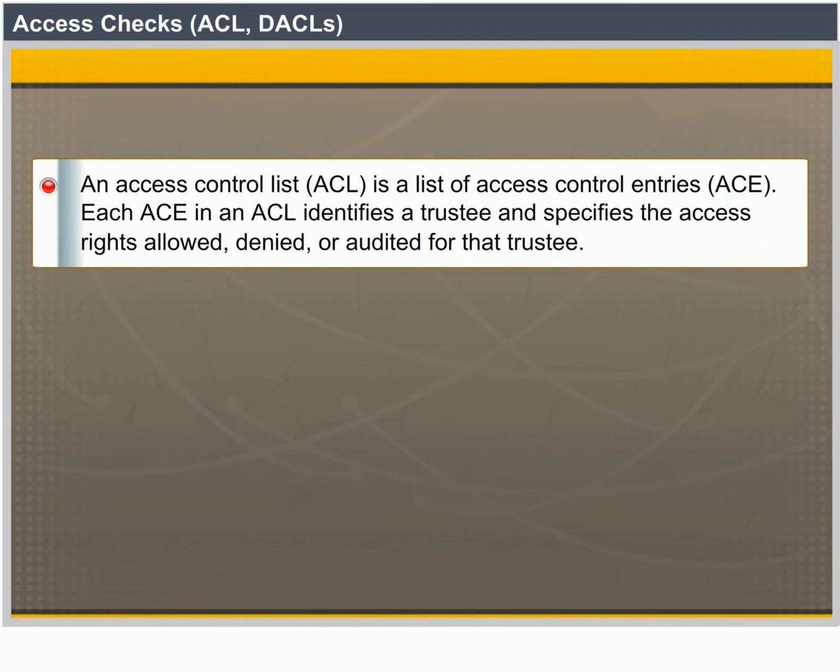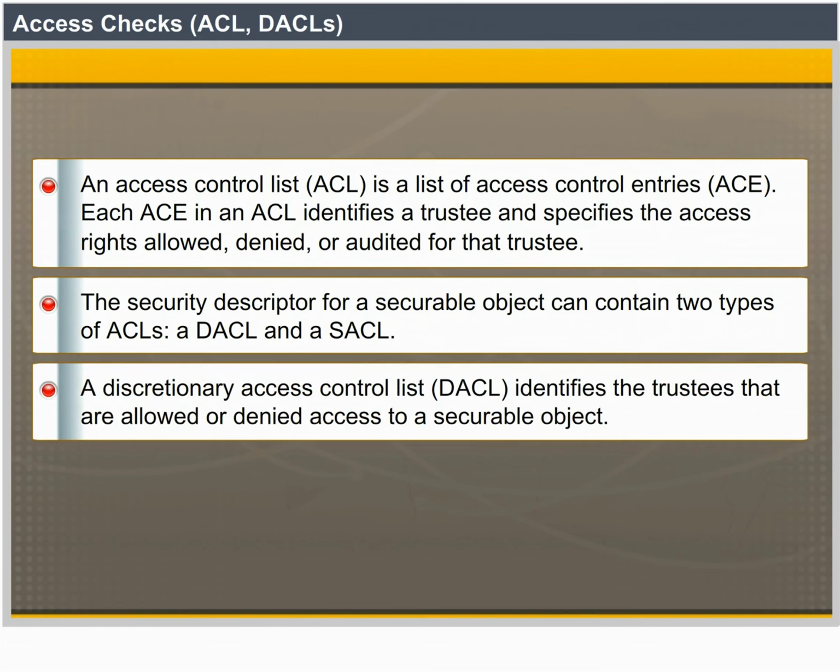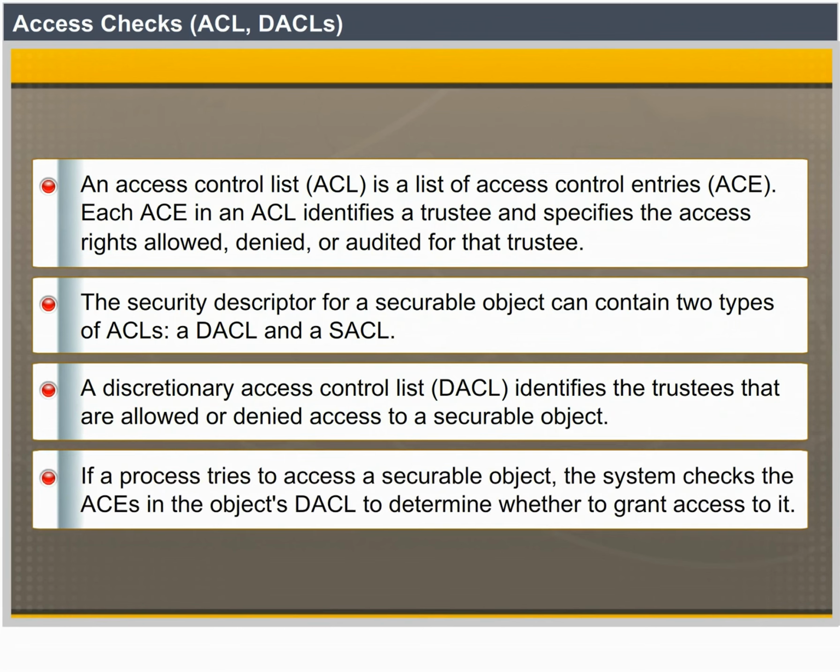An access control list (ACL) is a list of access control entries (ACE). Each ACE in an ACL identifies a trustee and specifies the access rights allowed, denied, or audited for that trustee. The security descriptor for a securable object can contain 2 types of ACLs, a DACL and a SACL. A discretionary access control list (DACL) identifies the trustees that are allowed or denied access to a securable object. When a process tries to access a securable object, the system checks the ACEs in the object's DACL to determine whether to grant access to it.